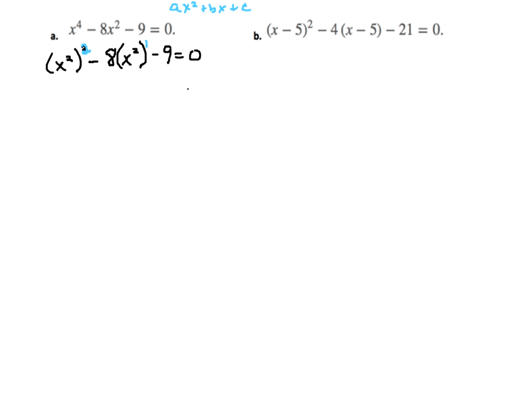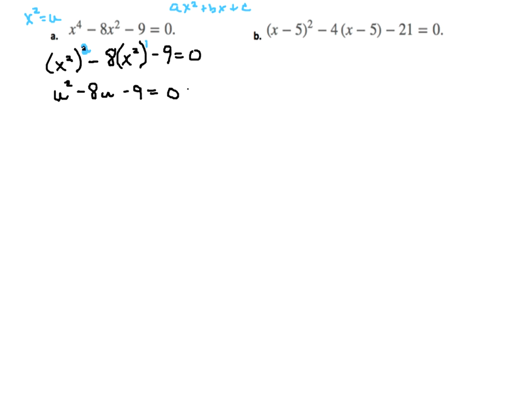So what I can do is say, okay, I don't want to deal with all these squares hanging out everywhere. So I'm going to call x squared u, and I'm going to substitute u in wherever I see x squared now. So my new equation looks like u squared minus 8u minus 9 equals 0.